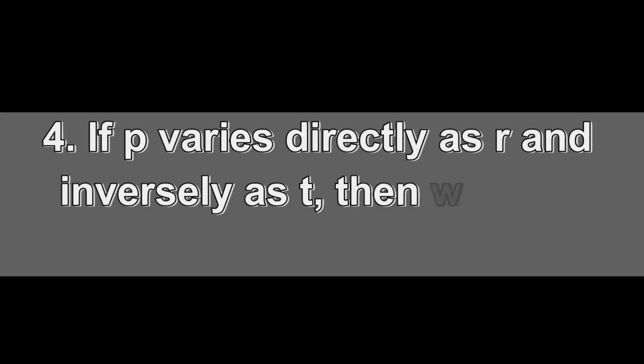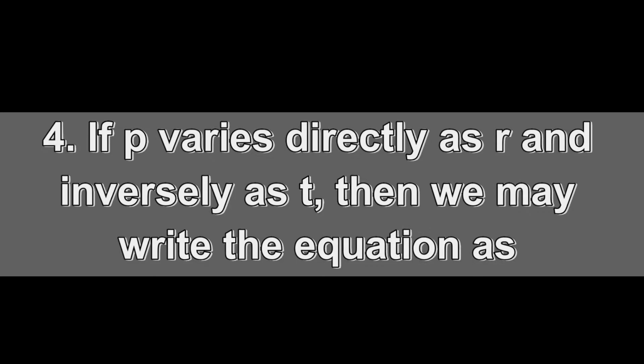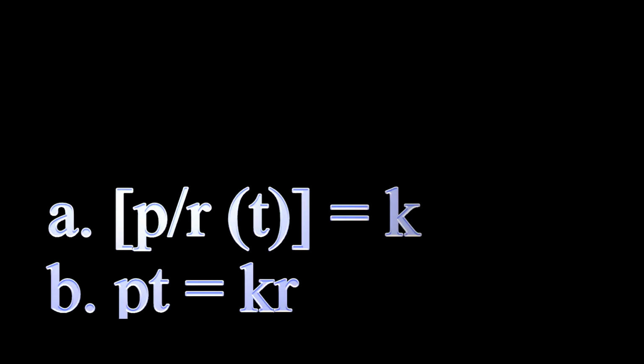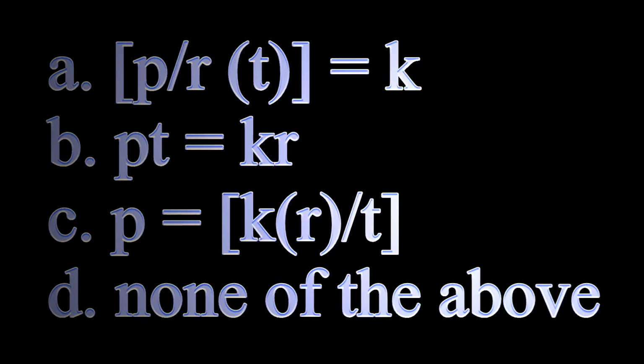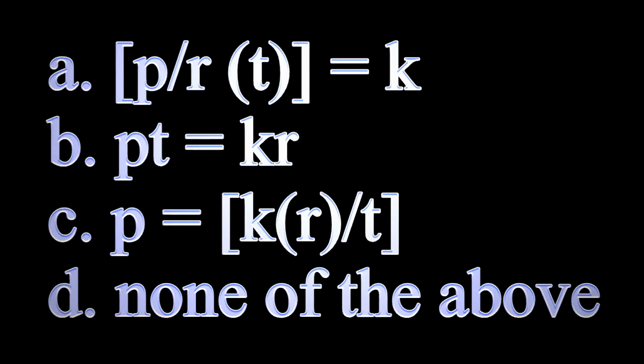Number 4. If p varies directly as r and inversely as t, then we may write the equation as A. p divided by r times t equals k. B. p times t equals k times r. C. p equals k times r divided by t. D. None of the above.